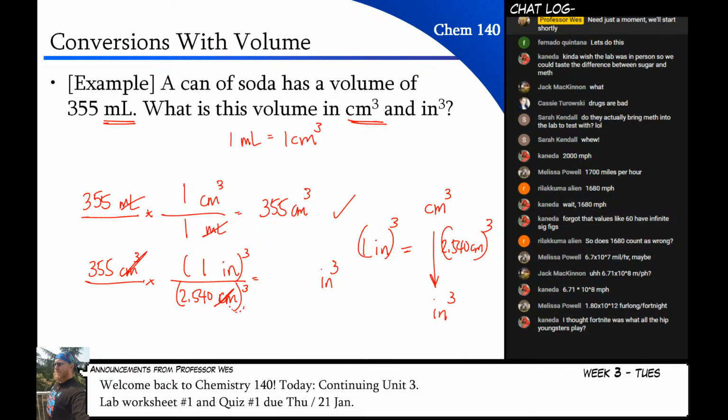Because these two things together cancel out with this. Now, you don't cancel out that cubed. You still cube the 2.540. So make sure that you do that. And when I do that, I get 21.66342915. So I only get to keep 3 sig figs, so I'll just do that. 21.7 cubic inches.